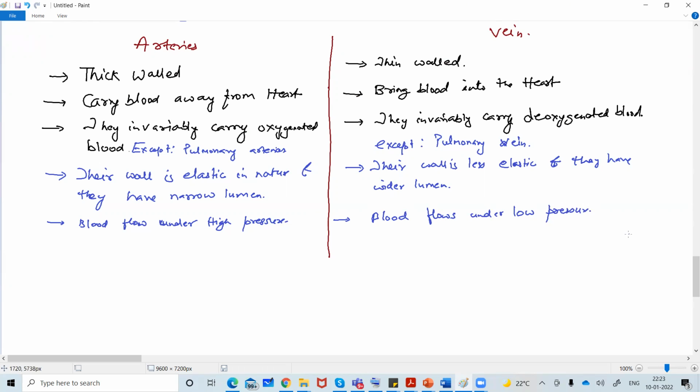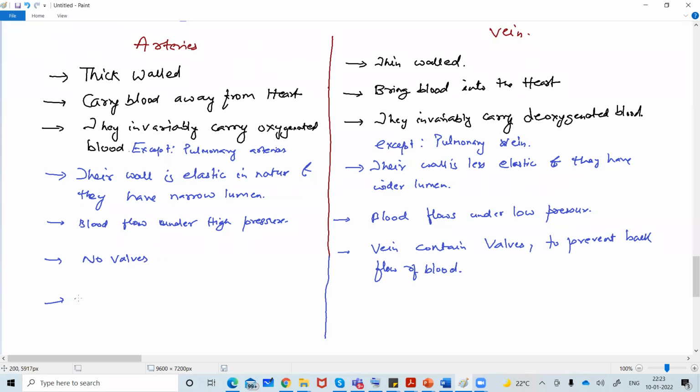Whenever blood is flowing under low pressure, there is always a chance of backflow. So to prevent the backflow, there is a valve here. So you can say veins contain valves to prevent backflow. Valves ensure that blood is flowing in one direction. In arteries, there is no valve. Next difference.